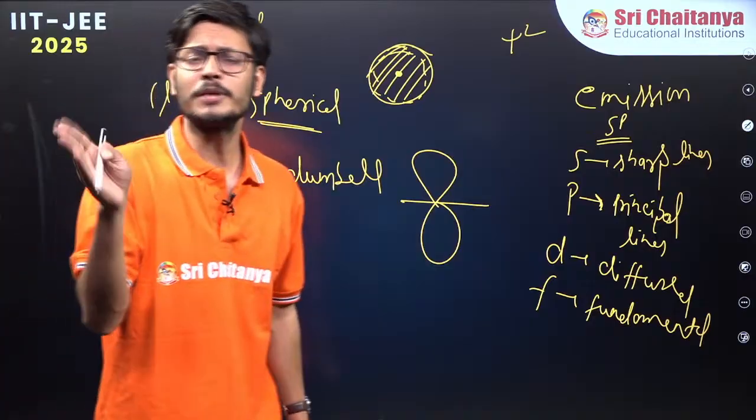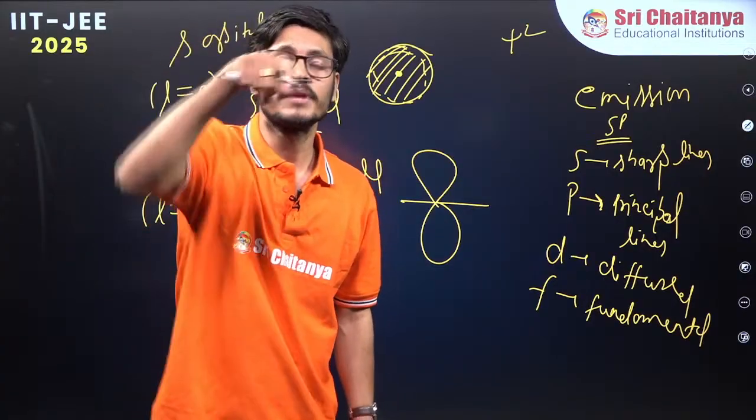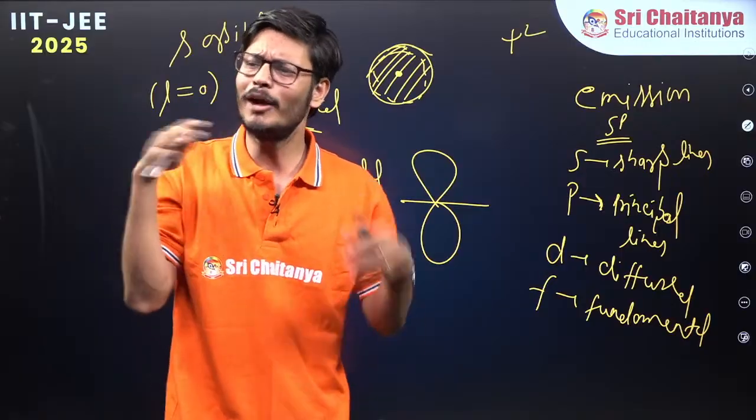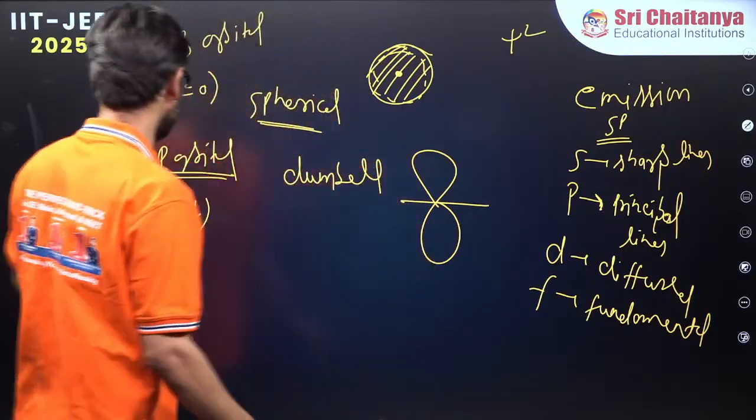Beta ji, the difference between SPDF and KLMN is that KLMN is the orbit number and SPDF is the orbital. Right now we can't go into much detail. Just understand these are different, not the same. So this is the P orbital.